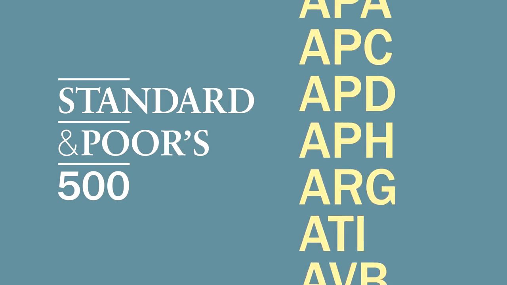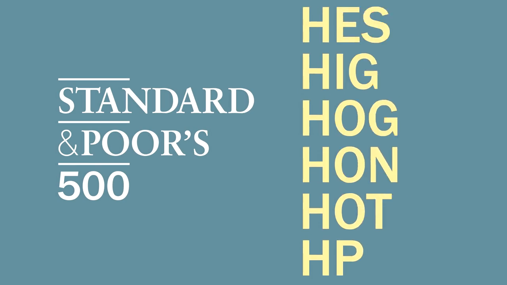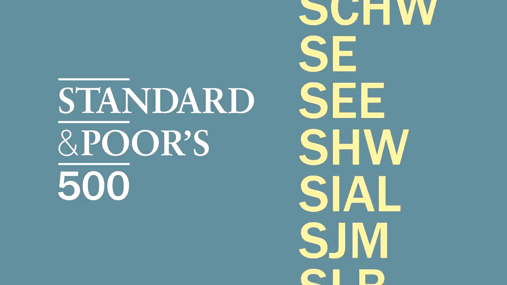Markowitz suggested that the answer is for investors to diversify. By spreading out our investment dollars across multiple assets, we can reduce the volatility of our portfolio. As an example, consider investing in U.S. stocks. The Standard & Poor's 500 is an index of the 500 largest publicly listed stocks in the U.S.